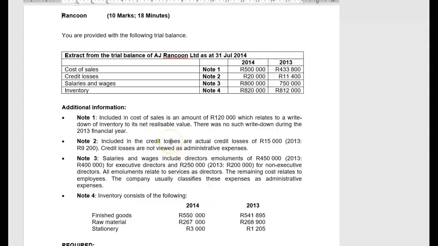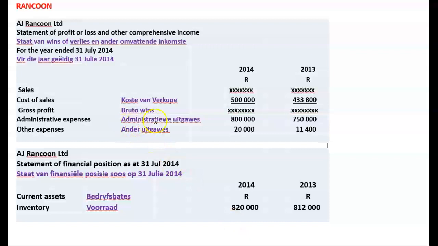But guys, please try to do this first before you look at the answer. Otherwise, you're going to waste your own time. Cost of sales 500,000, the previous year 433,800, and they say included in that amount is 120,000 net realizable value adjustment. So on the face of our income statement, we are only going to show the 500,000 and the 433,800.